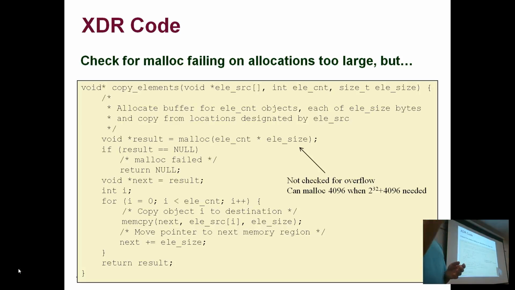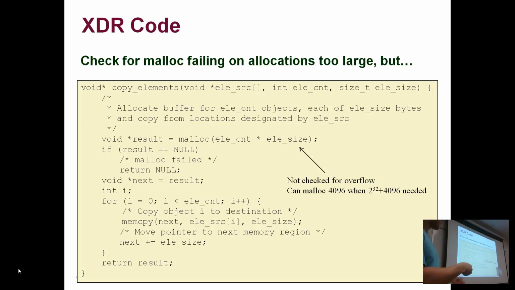So we saw that multiplication was mod 2 to the w. If you happen to have an element size times an element count that's over 2 to the w. And in this case, this value, element count, is an int. Element size is an unsigned int. So not only that, you've got a mixture of unsigned and signed.